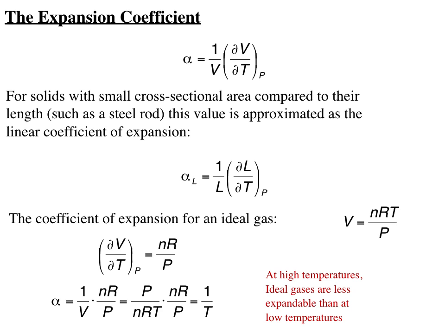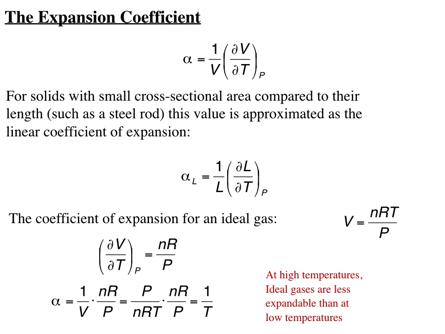So the rod will get longer without getting noticeably thicker, is what we're saying. So very often this is the coefficient of linear expansion. That's usually given as alpha L, which is essentially where the V is replaced by L. It's 1 over L dL dT. This is commonly employed for how materials expand and contract when they're in the solid form.